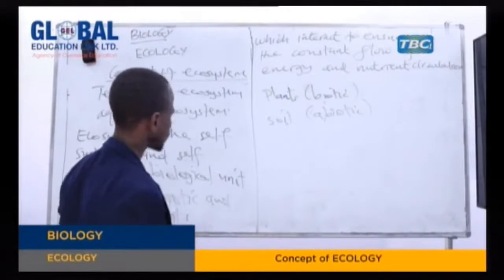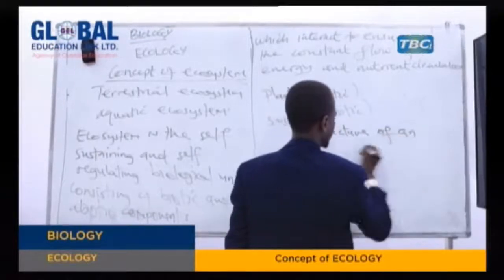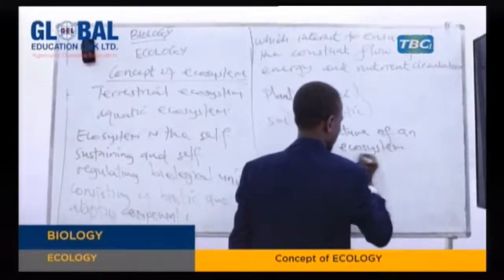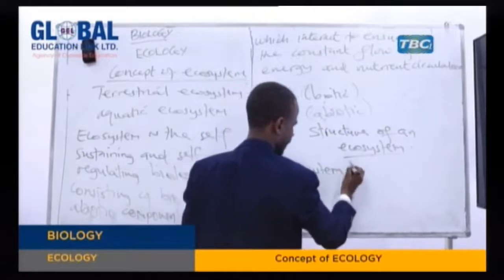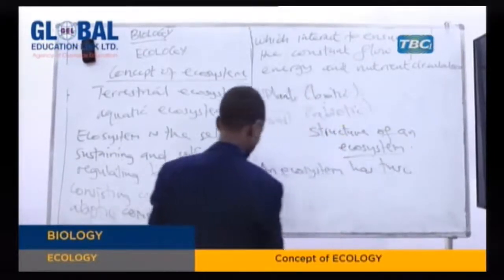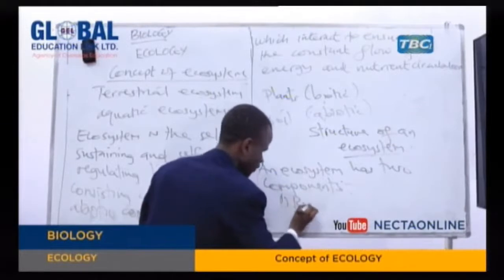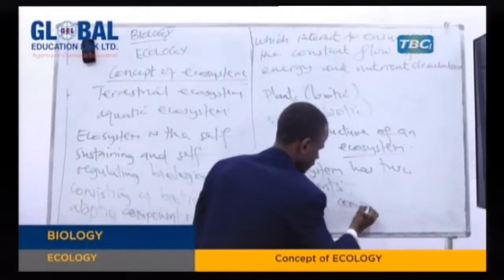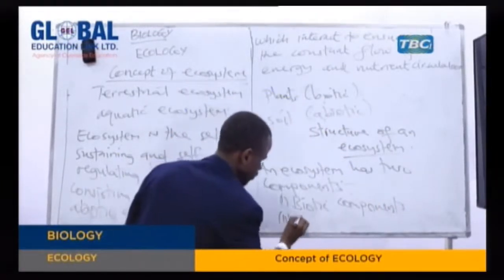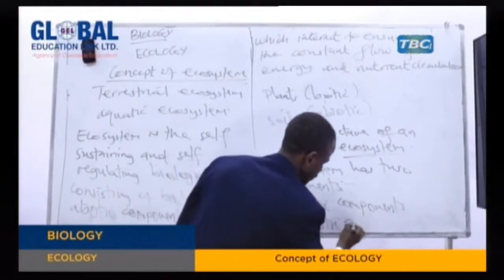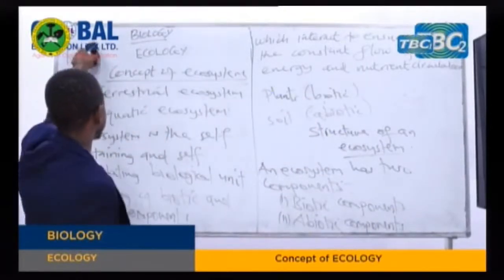My student, let us see the structure of an ecosystem. An ecosystem has two components. One of the components is called biotic components, and the other component of the ecosystem is called abiotic components.